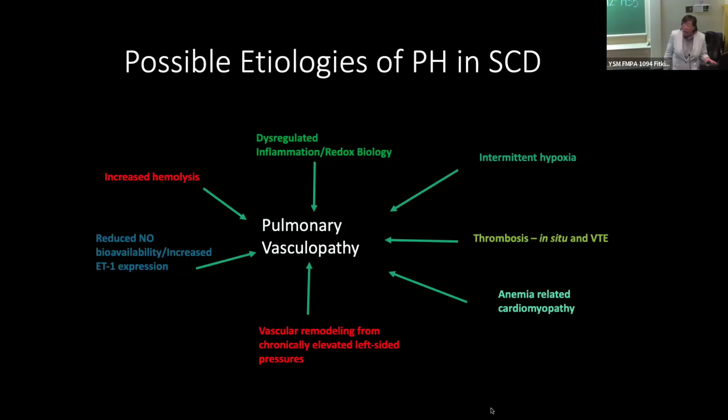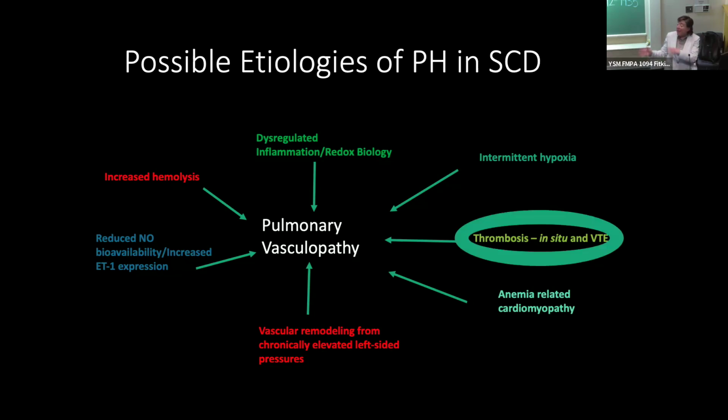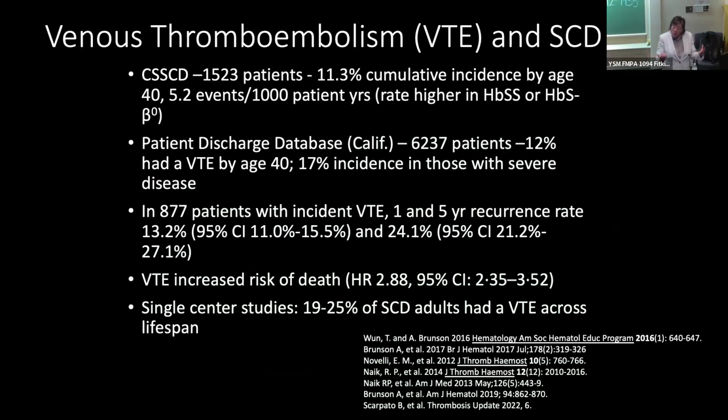And so I've spent a lot of my career thinking about and talking about different possible etiologies of PH in this population, or pulmonary vasculopathy. And so there's been a lot of work from Mark Gladwin and others about the role of increased hemolysis and its impact on nitric oxide bioavailability within the pulmonary vasculature as one of the mechanisms for the development of pulmonary vasculopathy. A lot of my research currently focuses on the role of thrombosis, both in situ as well as venous thromboembolic disease. So getting back to my patient, this is a patient who's had hypercoagulability and venous thromboembolism.